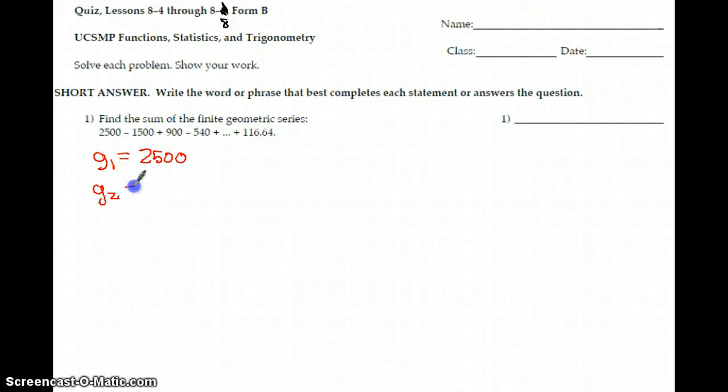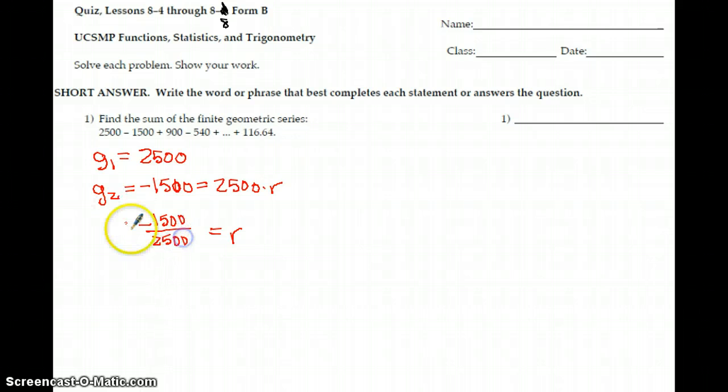G sub 2 then, I know, is negative 1500, and that must be the first term times some value r. I need to figure out what that is. Well, then, oh, this is 1500. So to figure out what r is, all I got to do is divide the negative 1500 by 2500, and I find out that that is negative 0.6. Okay, that's great. Oh, by the way, I'm looking for the sum of a finite series. In order to find the sum of the first n terms, I need to know g sub 1 times 1 minus r to the n over 1 minus r. That's a formula you will have access to during the quiz.